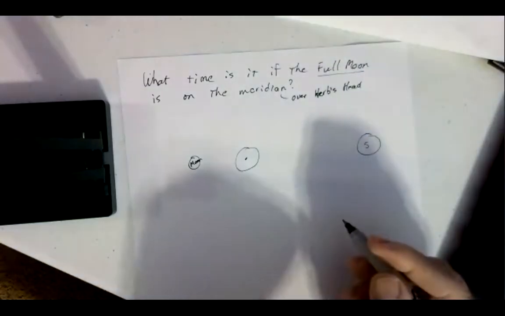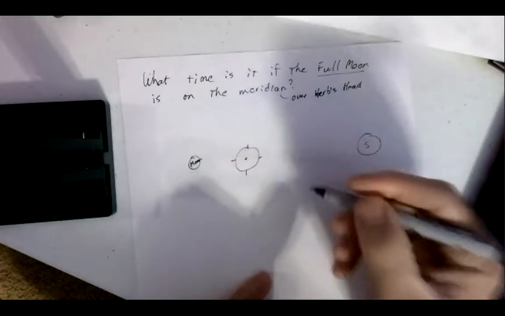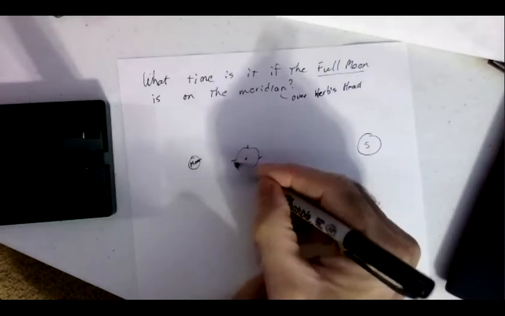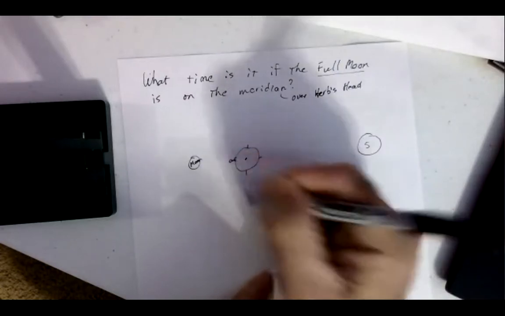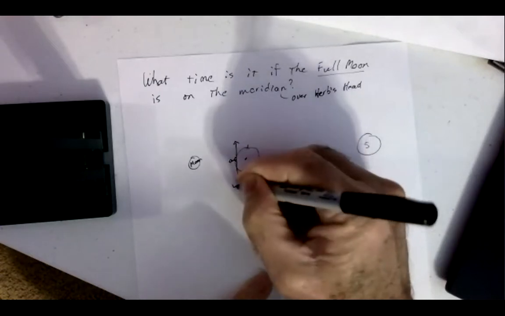So in this case, this is the easiest one because you have to figure out where Herb is going to be, right? Well, if you say over Herb, when it's on the meridian, then the moon has to be directly above Herb. You would just put Herb right here. Okay. So when we do it this way, this would be east, this would be west.